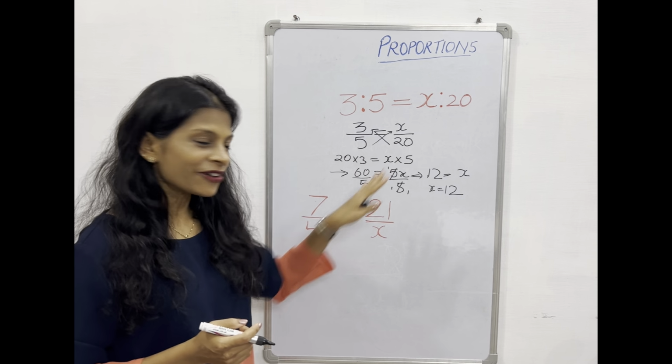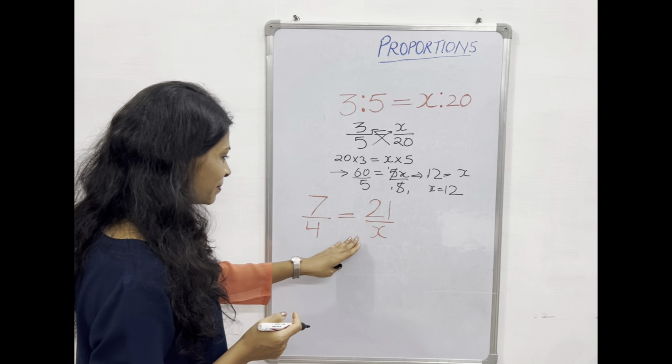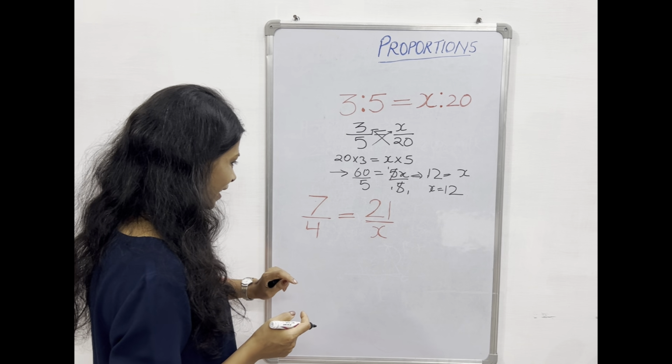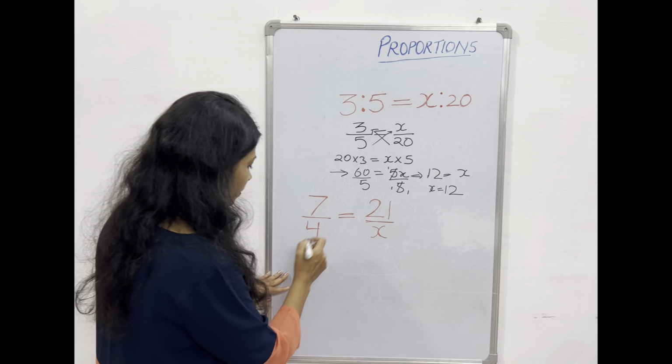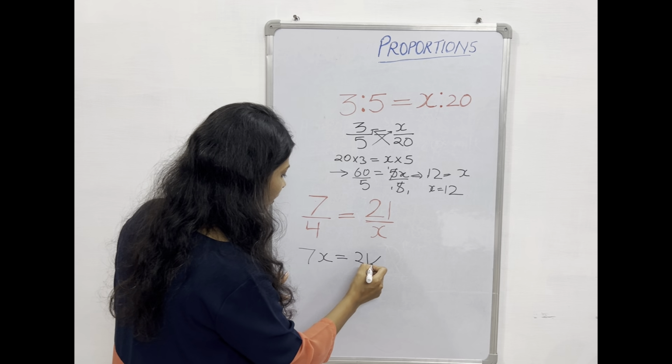When two ratios or fractions are equal, they are known as proportions, and in this proportion again I have to find the missing number x. So let's cross multiply. I will get 7x is equal to 21 times 4.